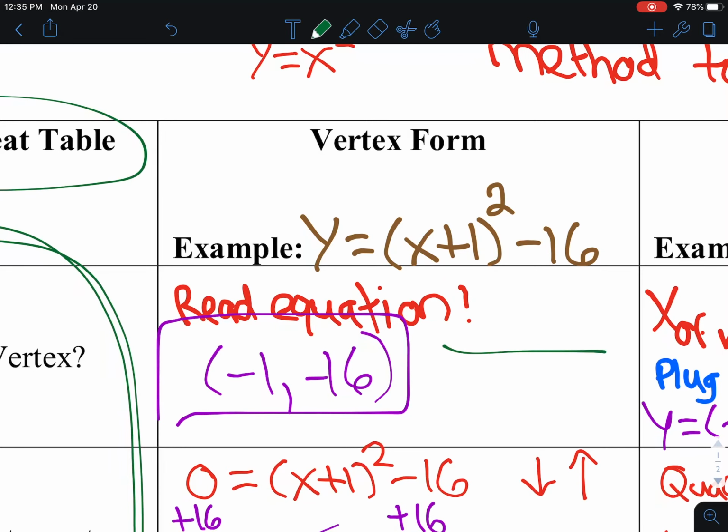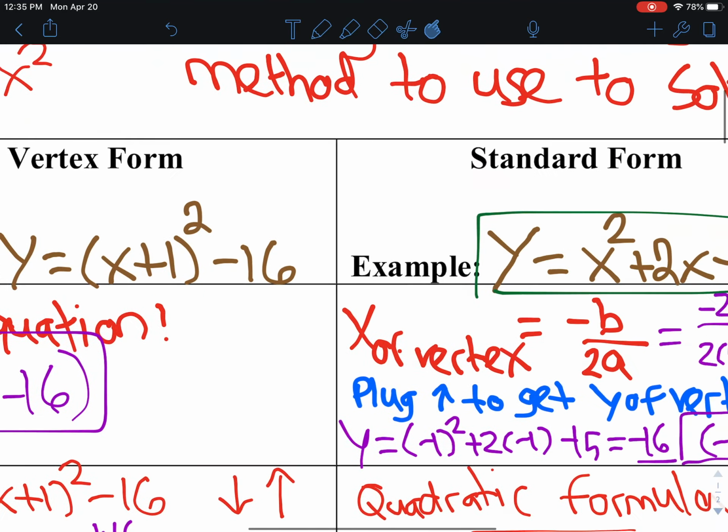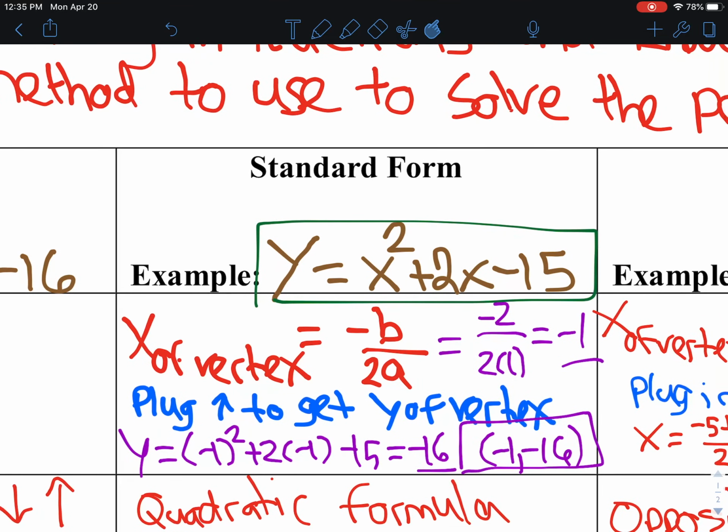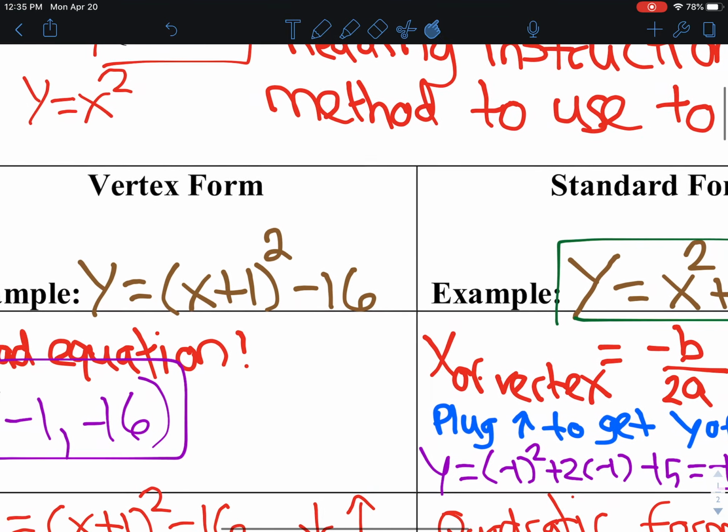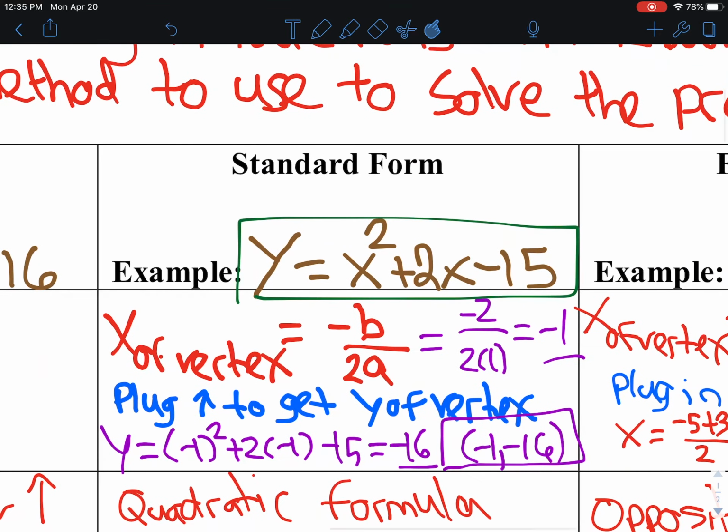When you're trying to find the vertex in standard form, you do the opposite of b over 2a. Then you plug in those numbers. In this case, I got -1 for this equation. Then I plug -1 into the equation. Don't forget parentheses, and I get -16. You're going to notice that these equations are actually all equivalent to each other. I'll show you why when I get to the change part at the end.